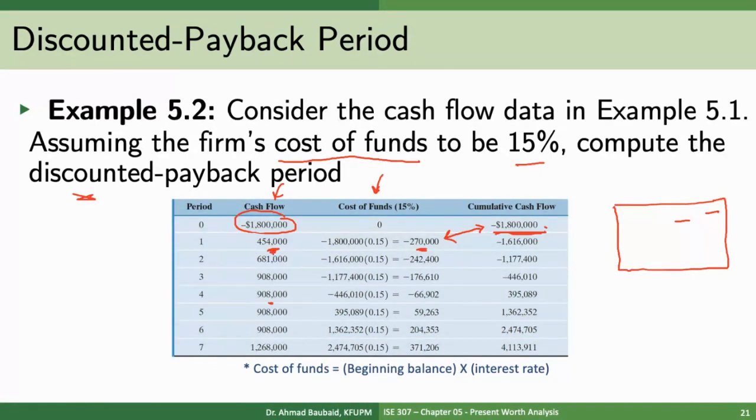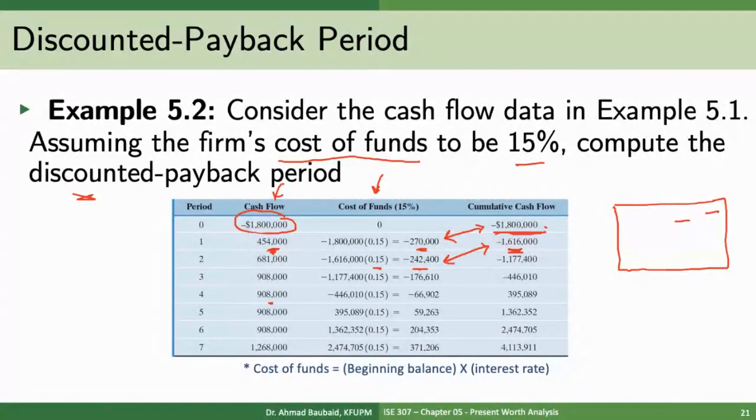Then I need to add what I'm getting, which is 454,000. Okay, so if you do that, this is going to be your end balance, let's say, at the end of year 1. So this is the cumulative cash flow. And you can do the same thing again, right? This is how much I currently owe the bank, which is, of course, the principal plus the interest. I compute the interest on this, 15%. I'm going to get this value here.